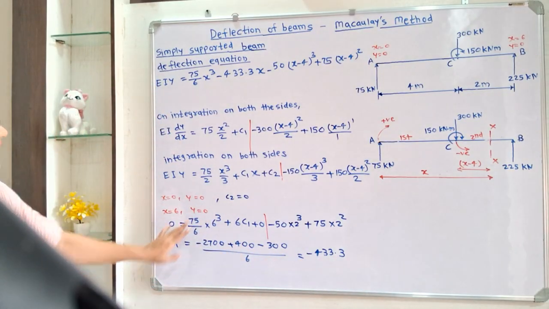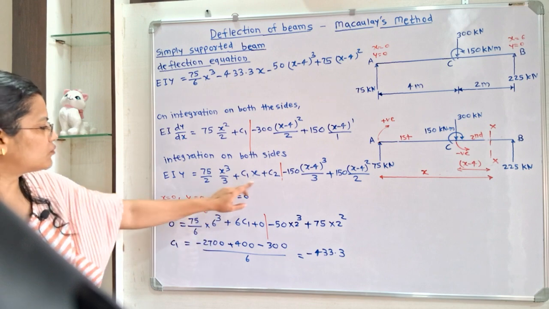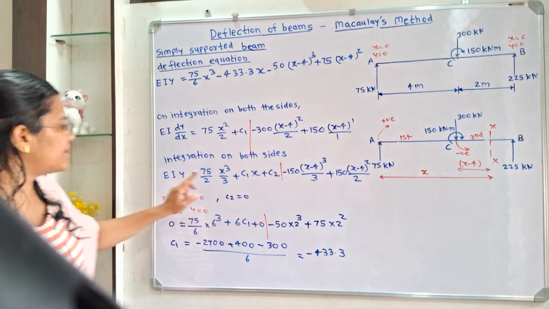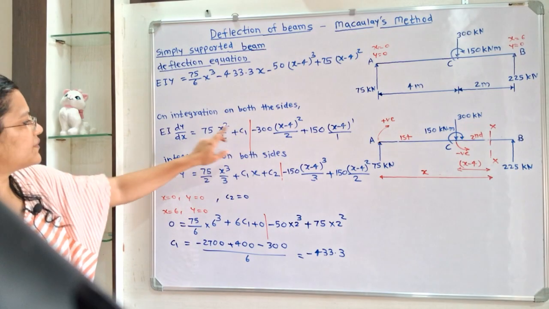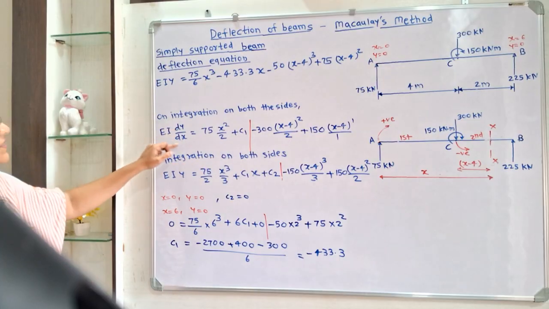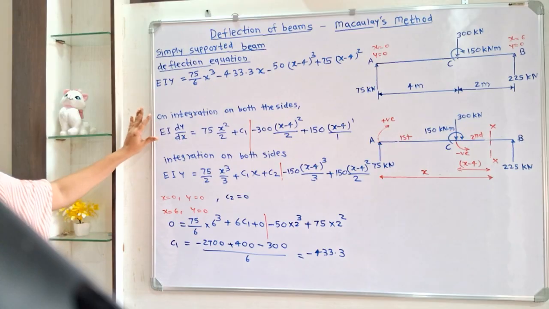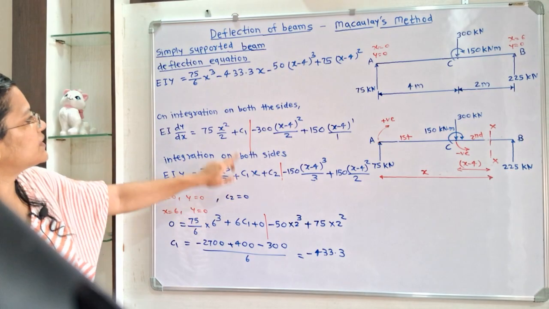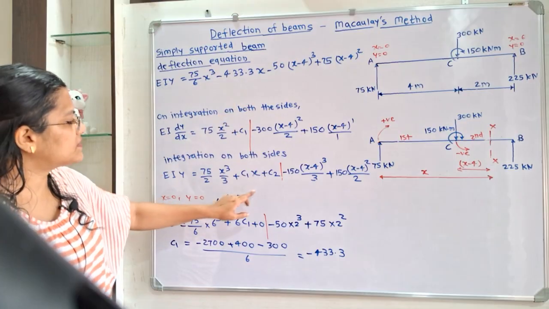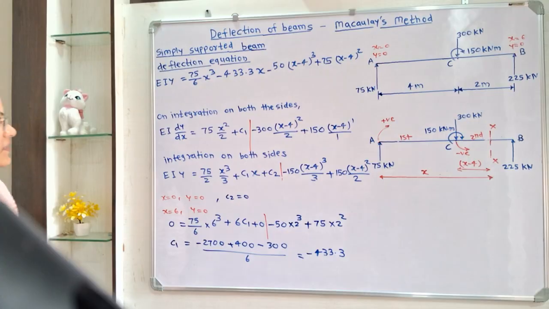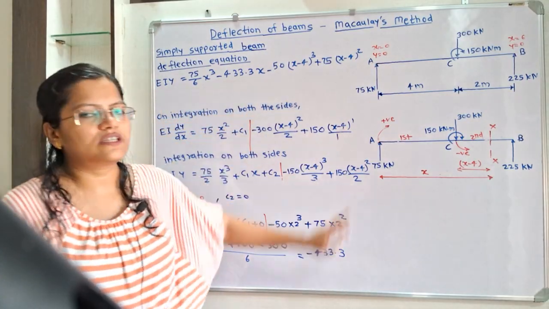Now when we put the value of C1 and value of C2 in this equation, then we will get the deflection equation. And when we put the value of C1 in the equation which is in the form of dy by dx, then we will get the slope equation. So we have to write the deflection equation, that is we will put C1, that is minus 433.3x, and C2 is 0, so we will not mention this. So this is the deflection equation.